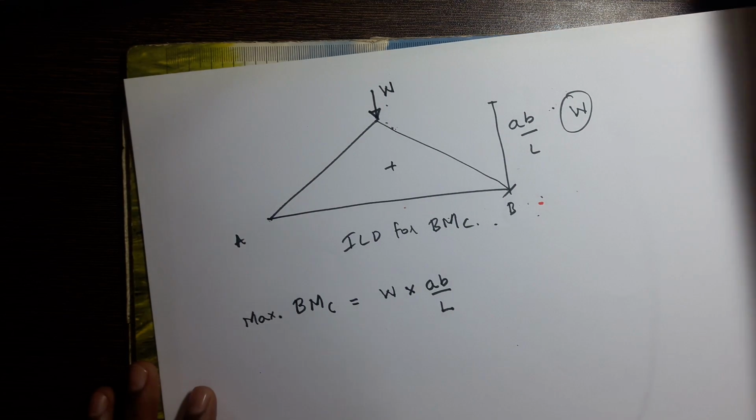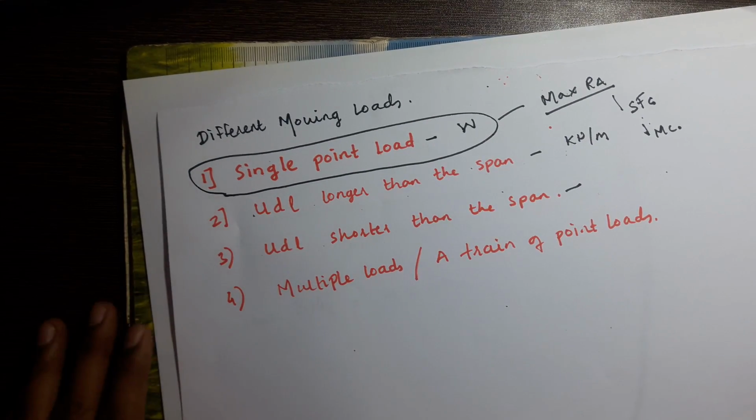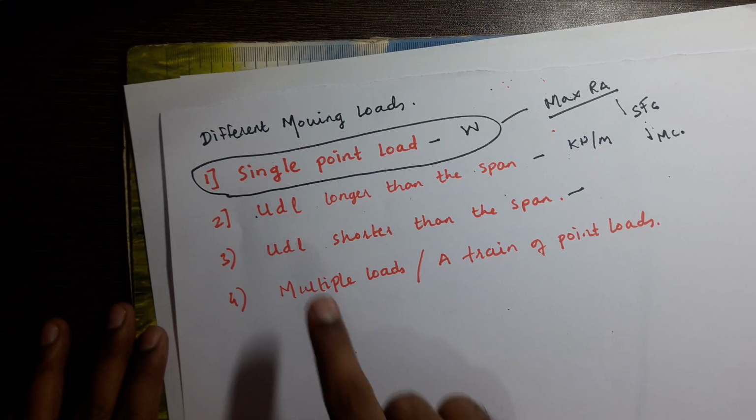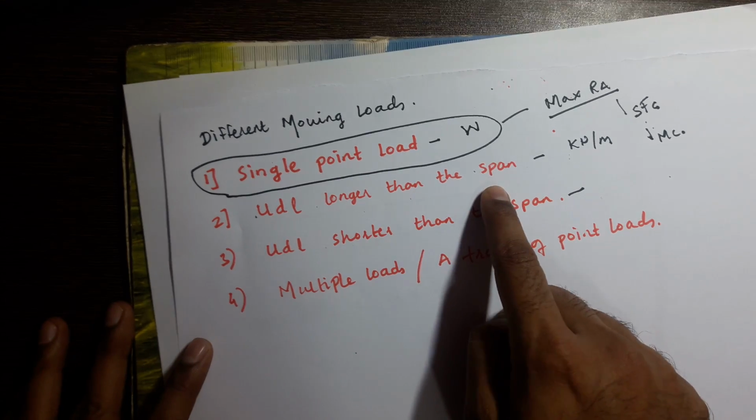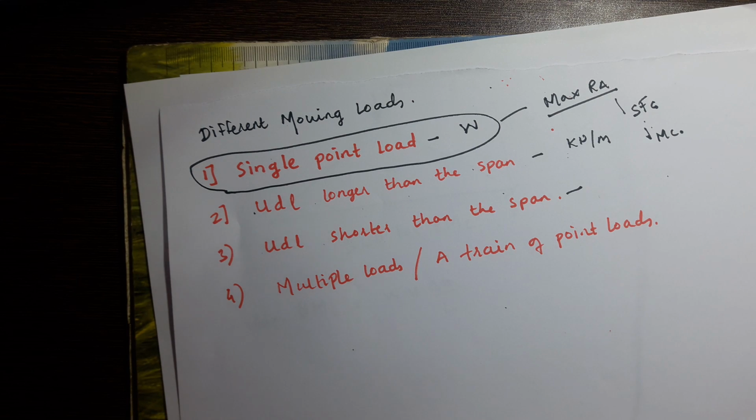Okay, so now we are done with the single point load. We will deal with UDL longer than the span. After that UDL shorter than the span, and multiple loads or a train of multiple point loads.